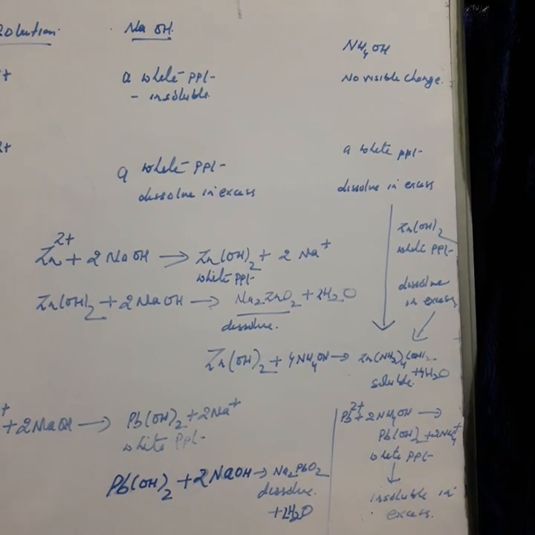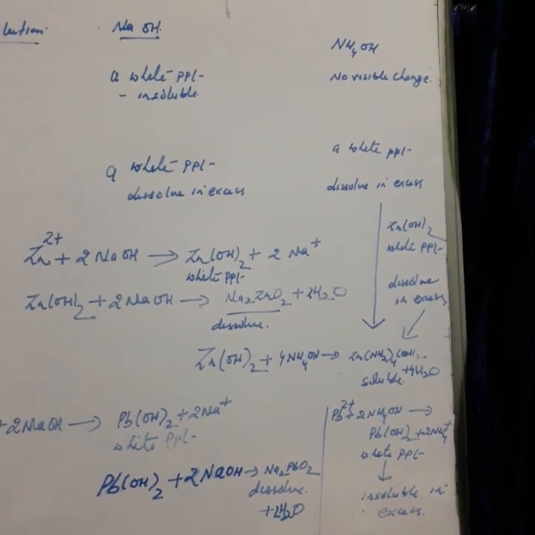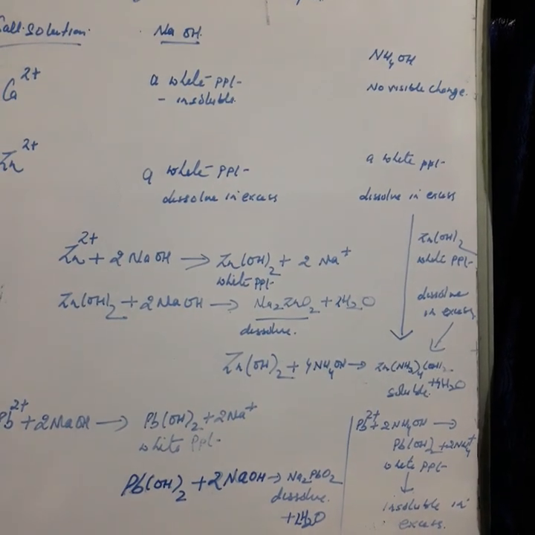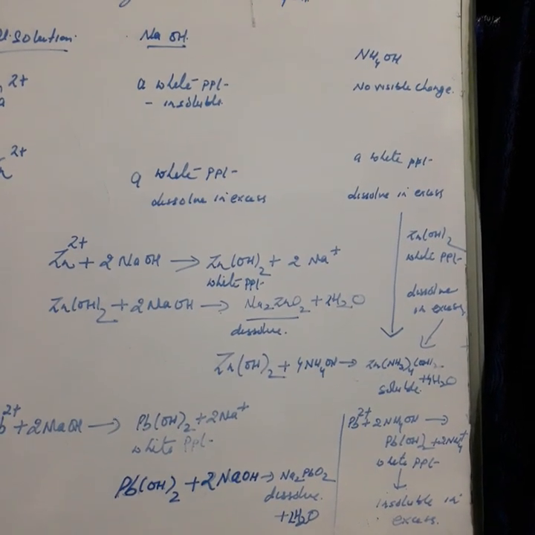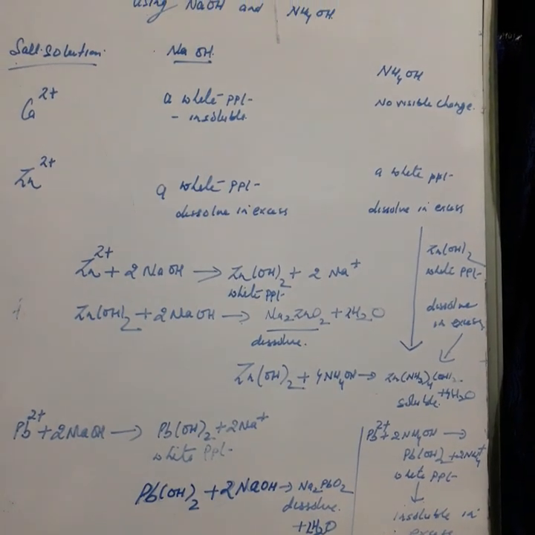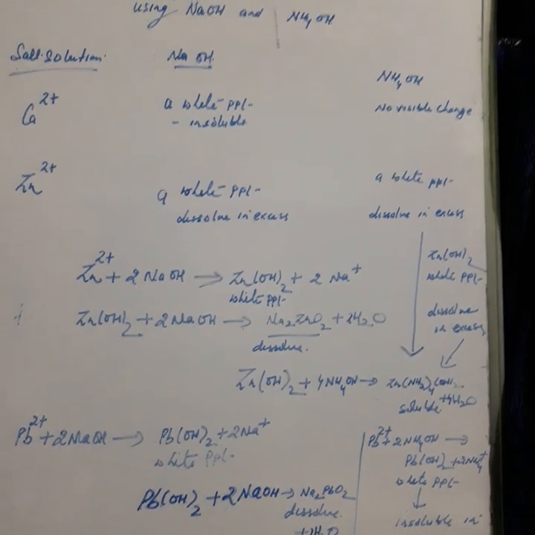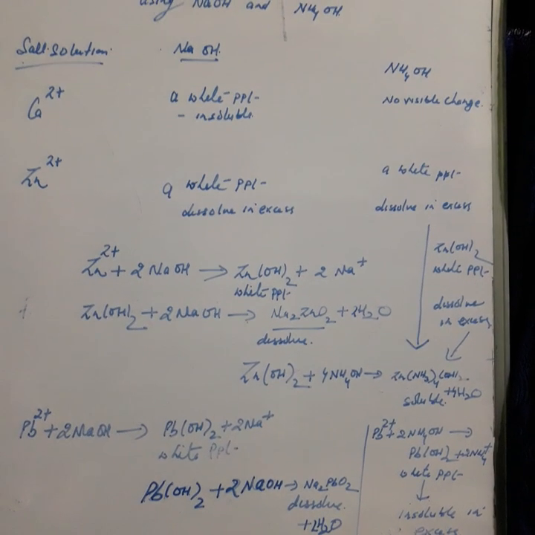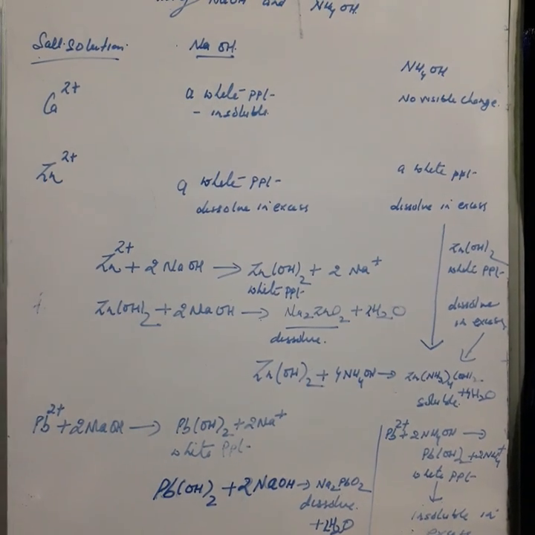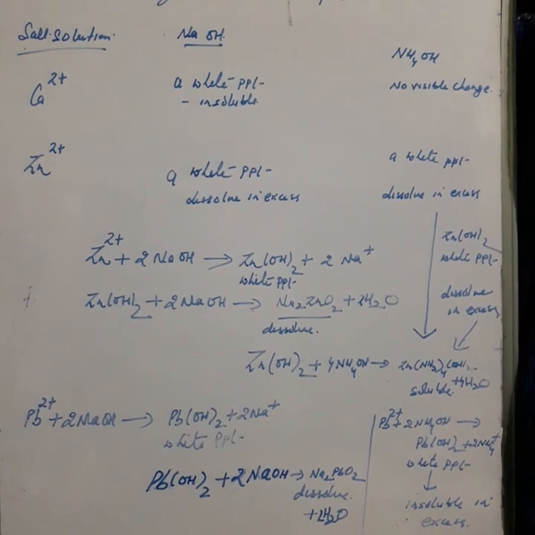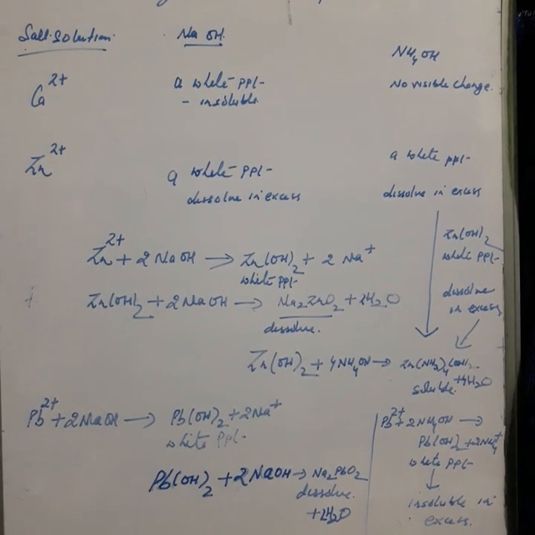Next, in another part we will add ammonium hydroxide. We will see there is no visible change. No precipitate is formed when calcium salt solution reacts with ammonium hydroxide. Actually ammonium hydroxide is a very weak alkali. Here the concentration of hydroxyl ion is very low. That's why no precipitate is formed when calcium salt solution reacts with ammonium hydroxide.